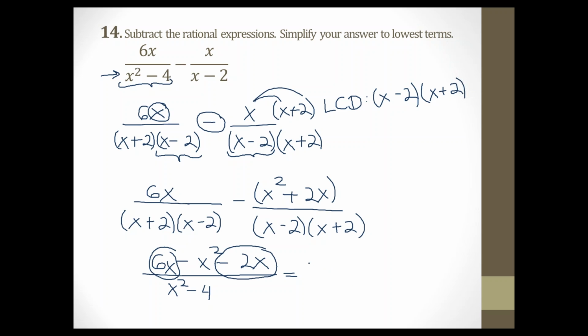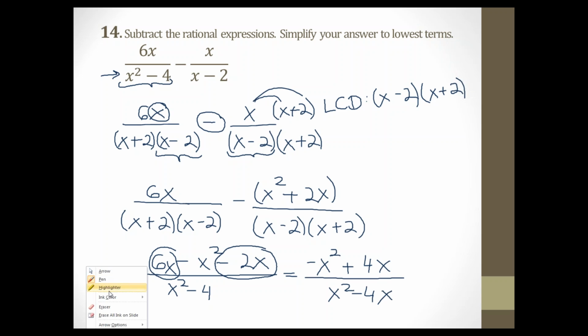So that gives me negative x squared, plus 4x, and x squared minus 4x in the bottom. Now I added an x where there is no x.